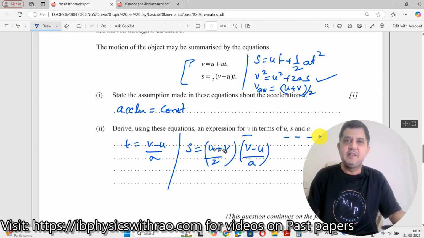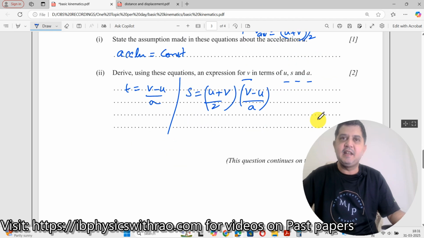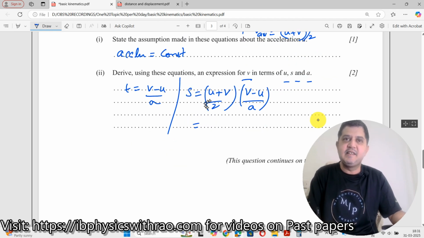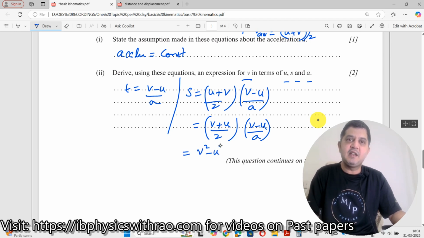Now I will rewrite this once again in a different format. Instead of u plus v, I'll write v plus u divided by 2 into v minus u divided by a. When I do this, what do I get? I get v square minus u square divided by 2a. I did a plus b into a minus b, right? And what is this on the left hand side? This is s over here. So thus I can now write v square minus u square is equal to 2as.